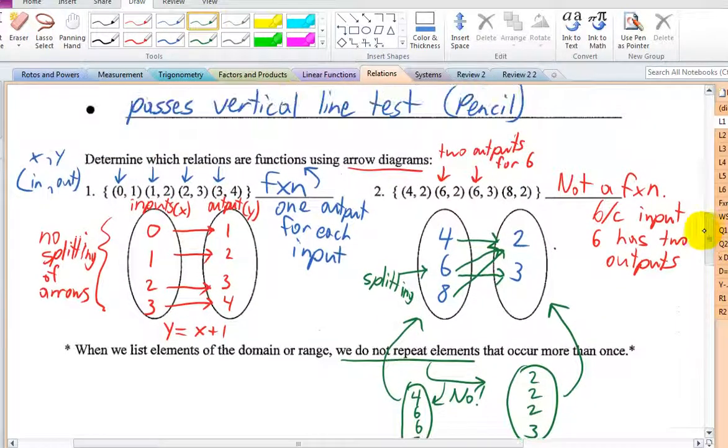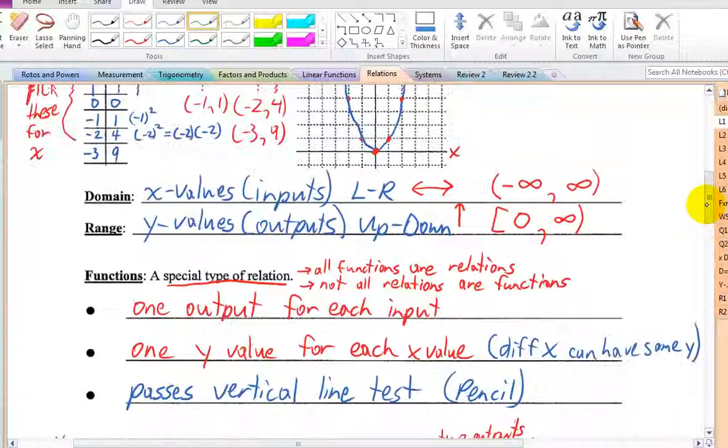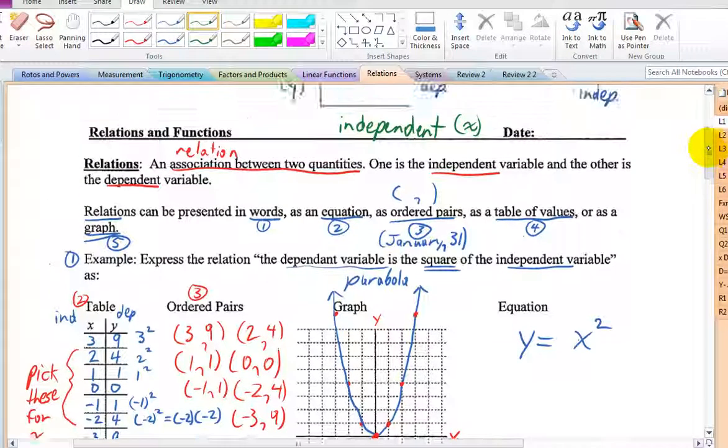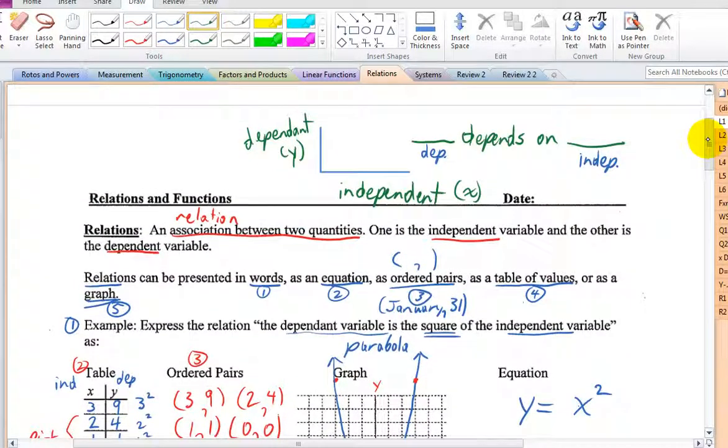So looking for number 2. Now you can just look at the values of the points and see if there's doubling. For example, I'm looking here and like, oh, there's 2 6s. That means it's not a function. All right. One output for each input and different ways of writing it. So that's what we're looking at today. What's a relation? What's a function?